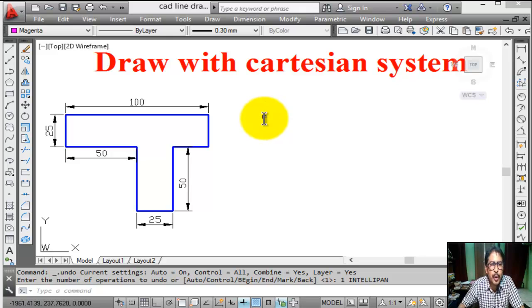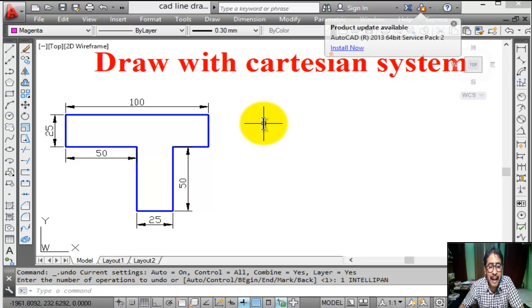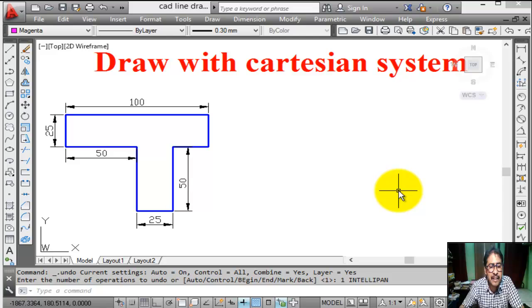Hello student, today we draw some drawings on AutoCAD only by using the line command. First, by using the Cartesian system, next by using the polar system, third by using the direct distance method, fourth by using a mixing of all systems.